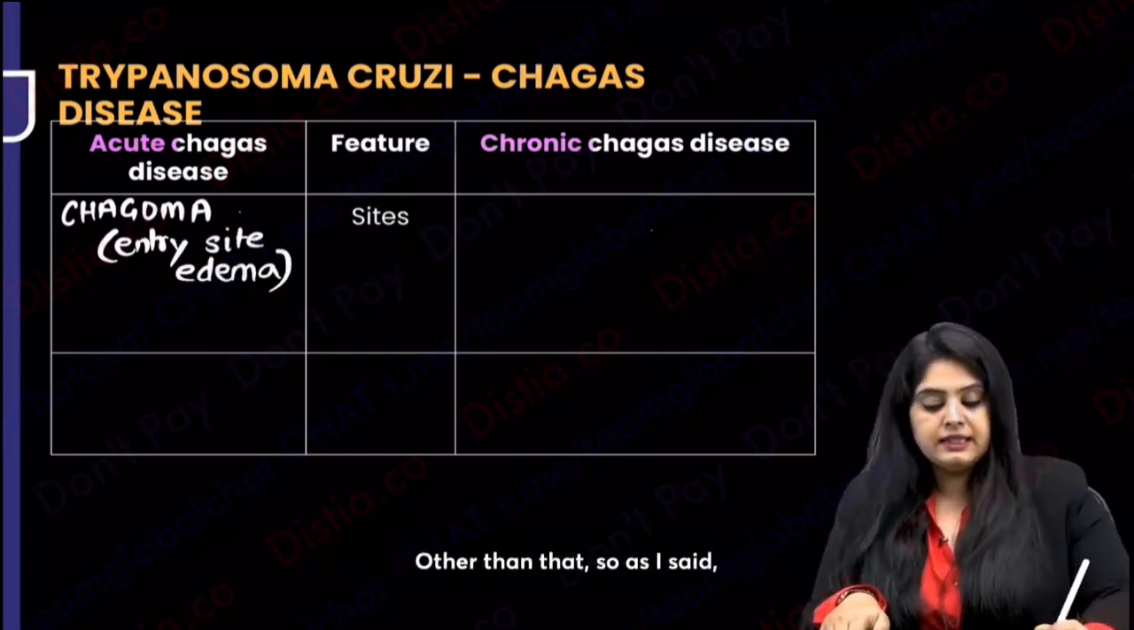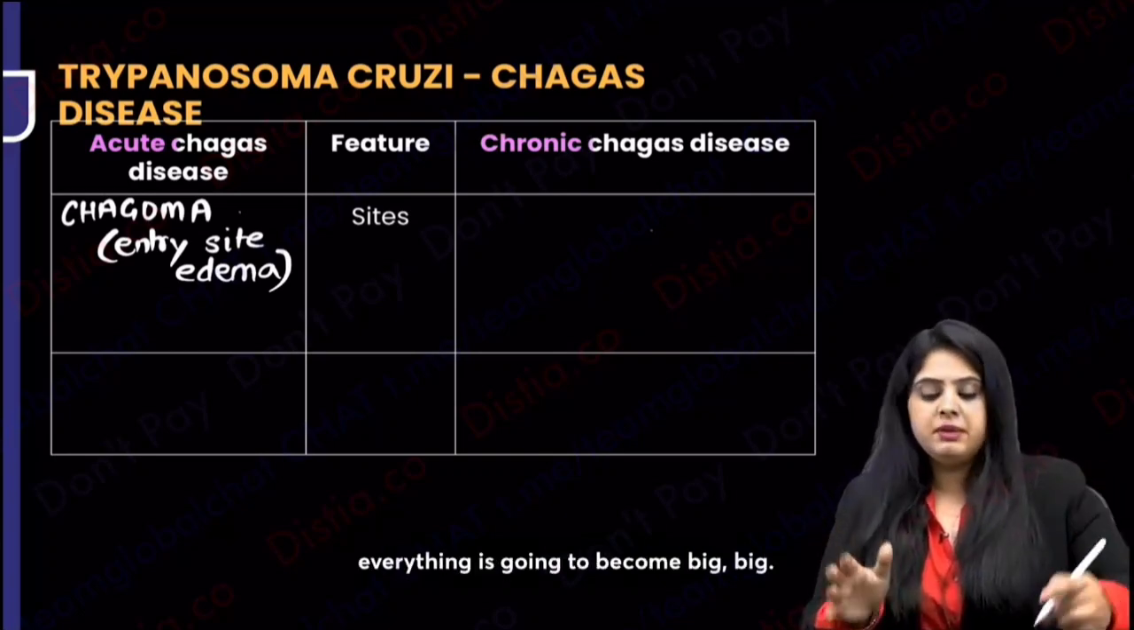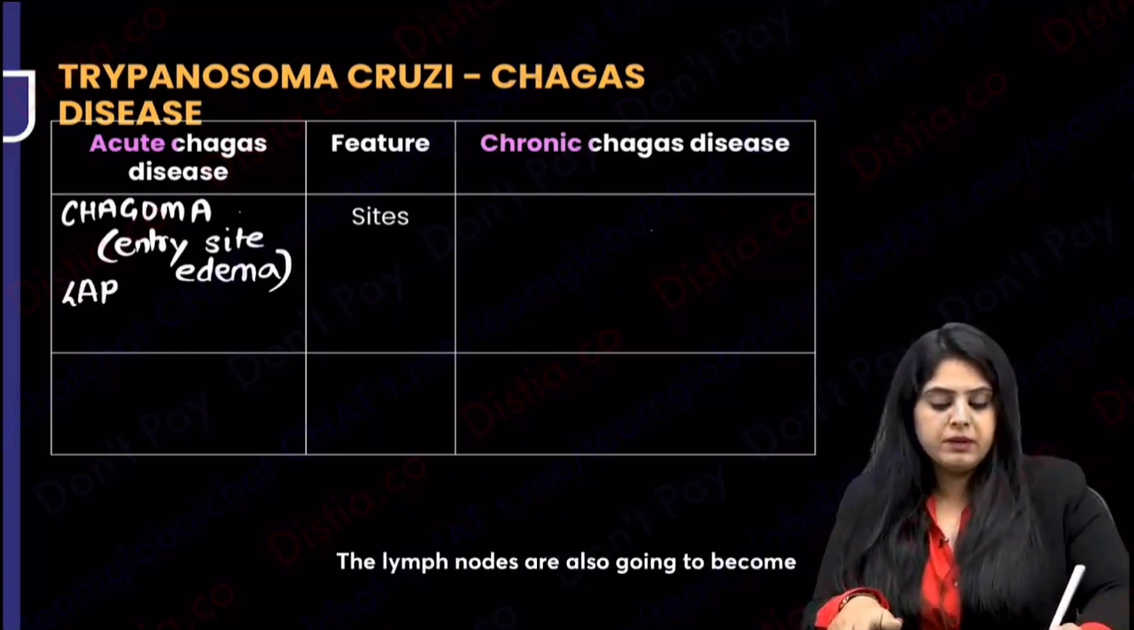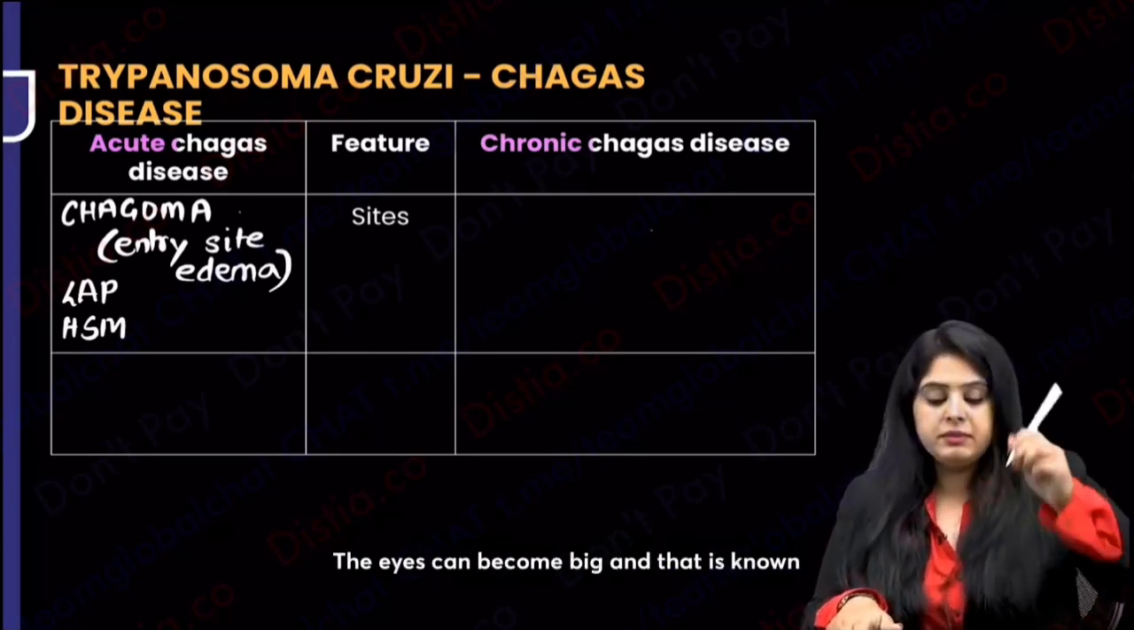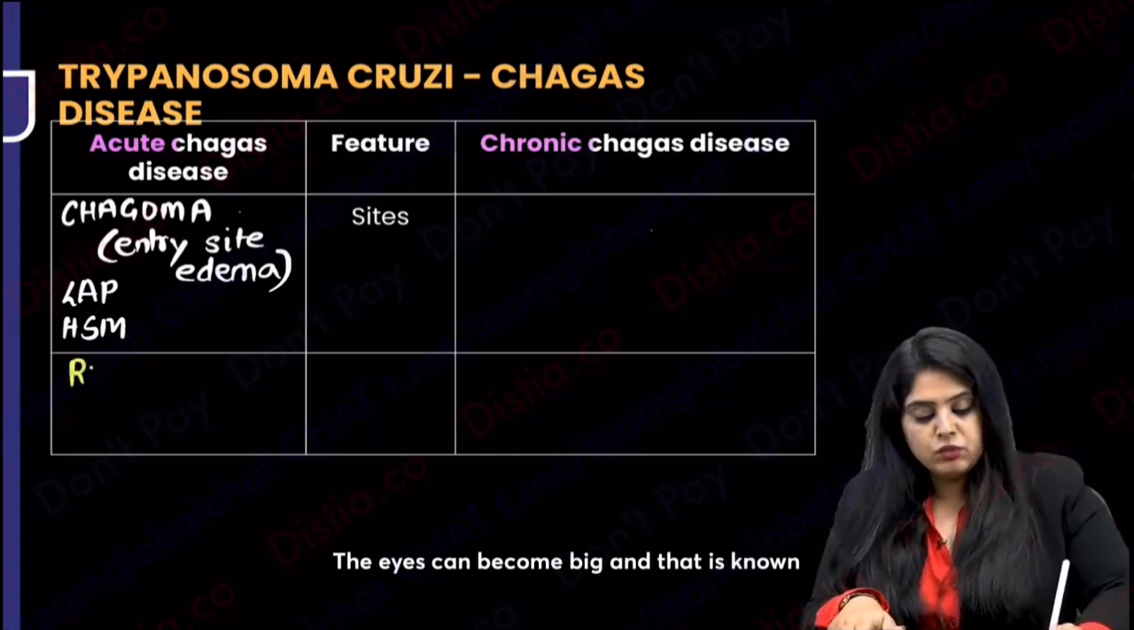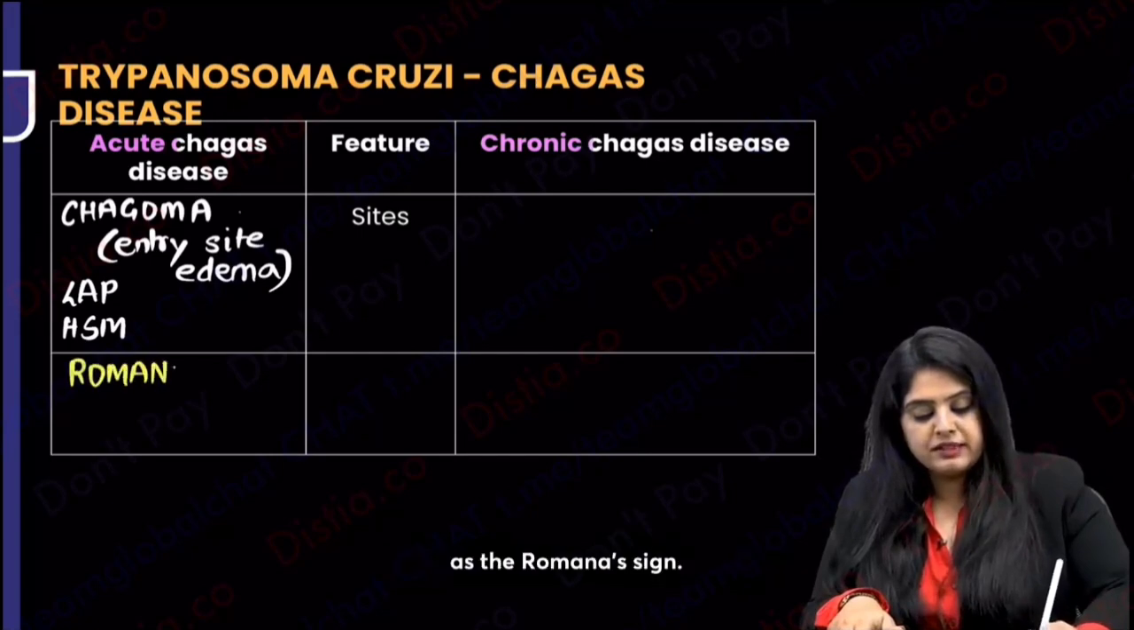Other than that, as I said, everything is going to become big. The lymph nodes are also going to become big, lymphadenopathy. The liver and the spleen can become big, that is hepatosplenomegaly. The eyes can become big, and that is known as the Romana sign. That is known as the Romana sign.